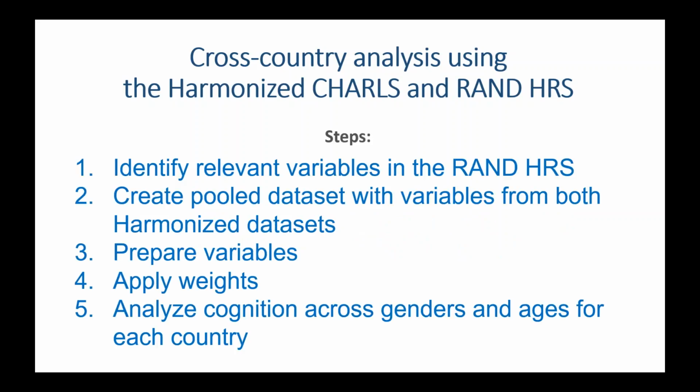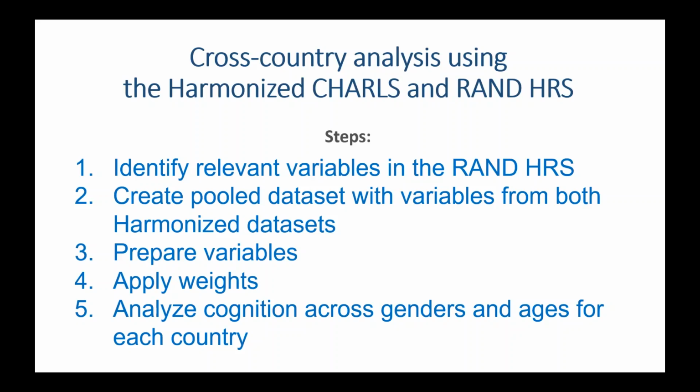Our steps are going to be to identify relevant variables in the RAND HRS. We're then going to create a pooled data set with variables from both harmonized data sets, from the Harmonized CHARLS and from the RAND HRS data set. We'll prepare our variables, apply weights, and then analyze, again using a mean test, cognition across genders and ages for each country.